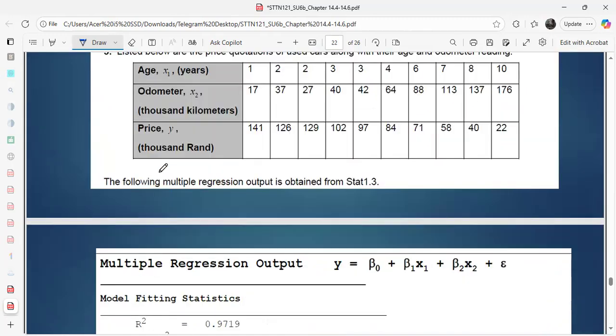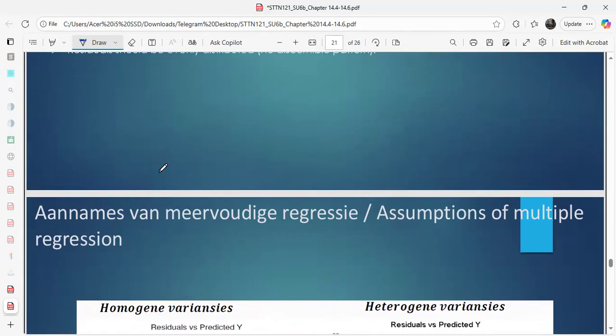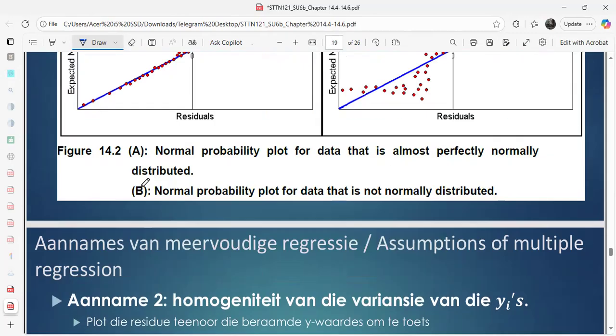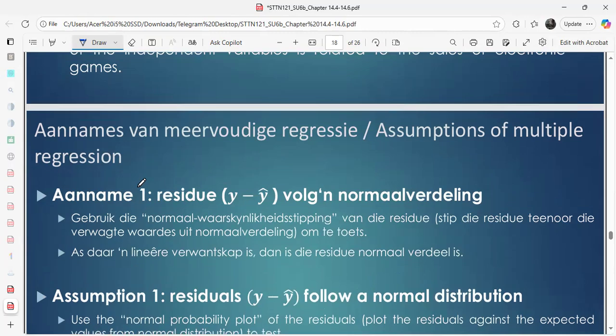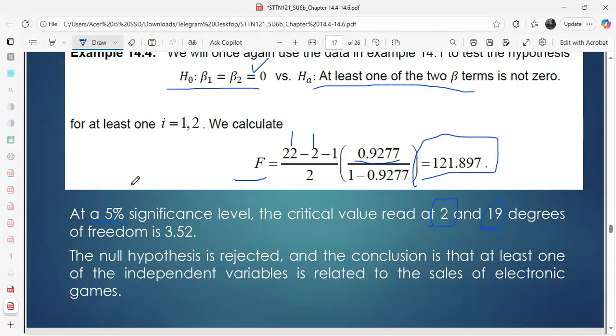Okay, let me check if there's a table. No, there's no table. Can I check the one for the F table? Okay, I think I will have to download it. Let me just do this quickly.